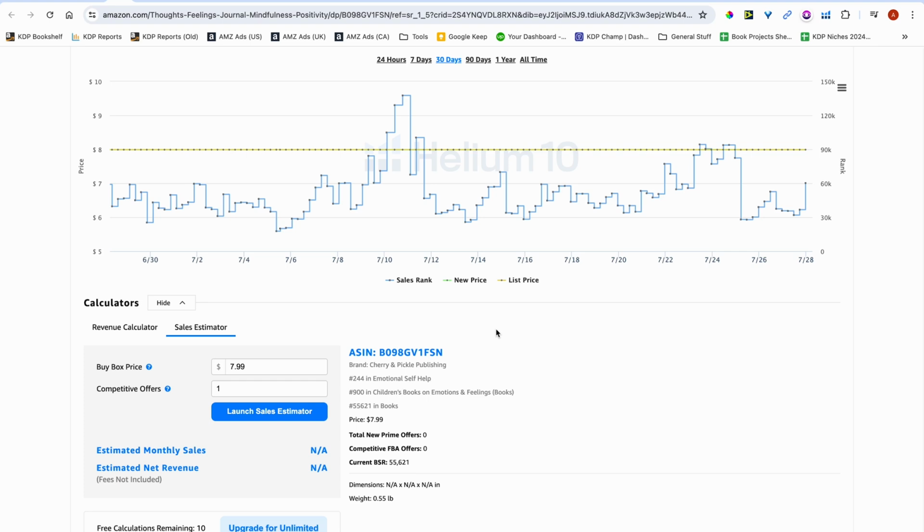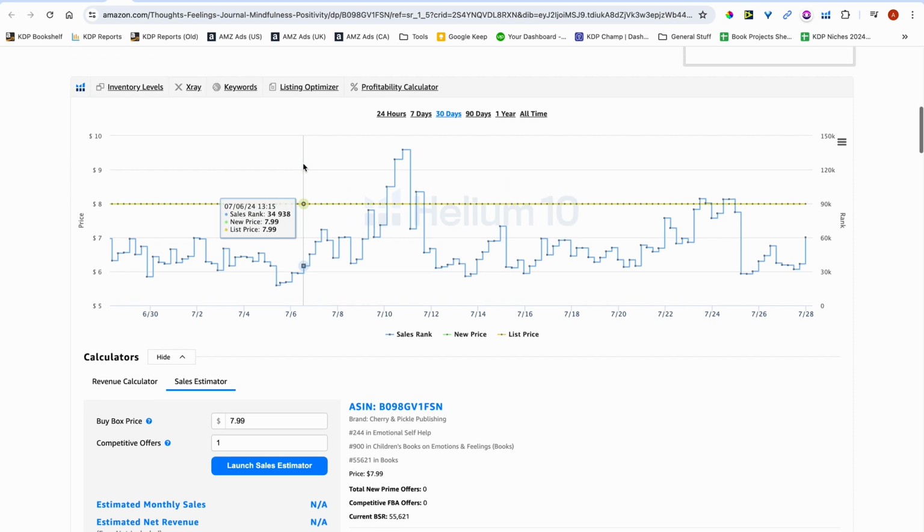Helium 10's Chrome extension Graph has probably been the most important tool throughout my years of self-publishing. And in this video, what I'm going to do is go through the different ways in which this tool has been useful. So this particular tool, the graph that you see over here, is something that I use probably on a daily basis. Actually, I do use it on a daily basis and multiple times, at least 7 to 10 times.